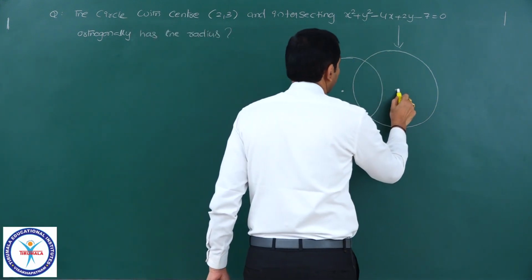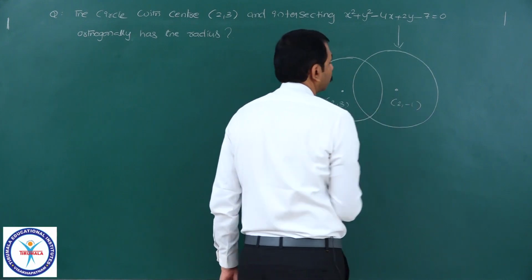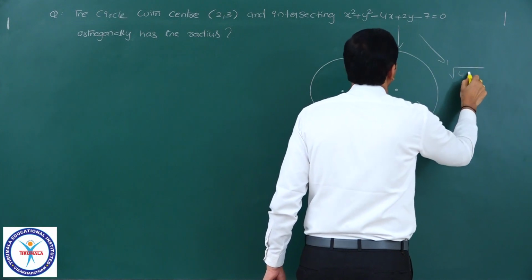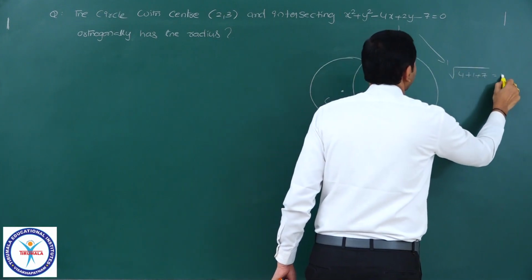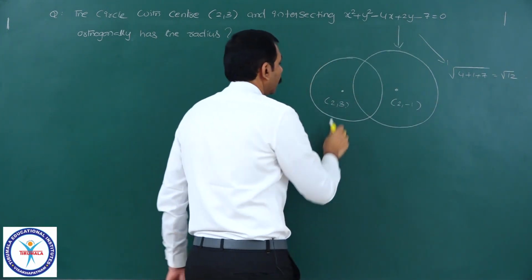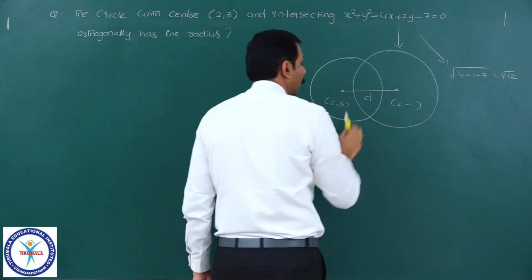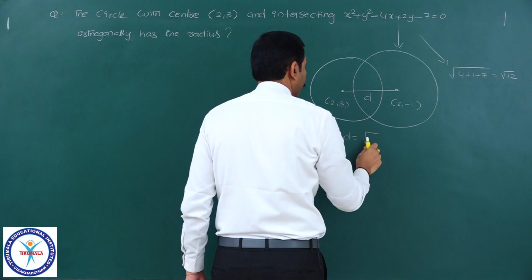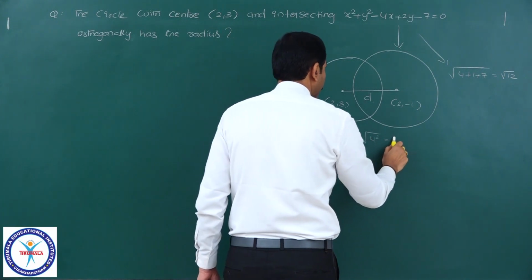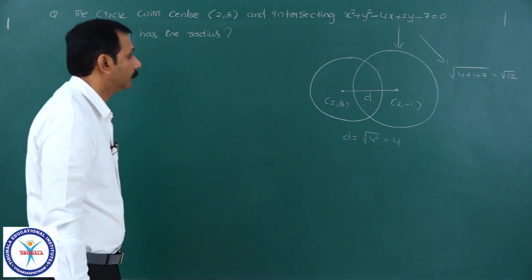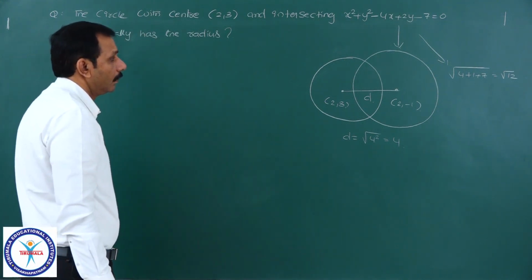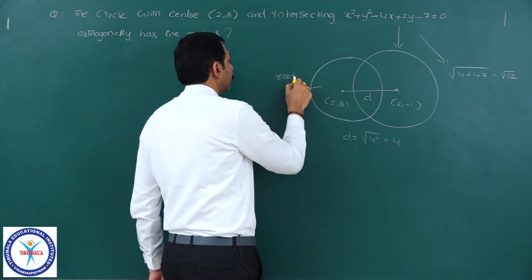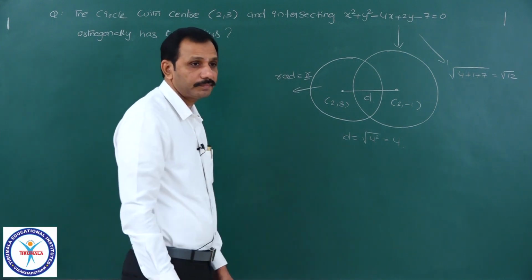What is the center of this circle? The center of this circle is (2, −1) and the radius of this circle, if I take, is √(4 + 1 + 7), which is equal to √12. If the distance between the centers is equal to d, what is d? d is equal to the square root of 0 plus 4², which is equal to 4. Let R be the radius of this circle.